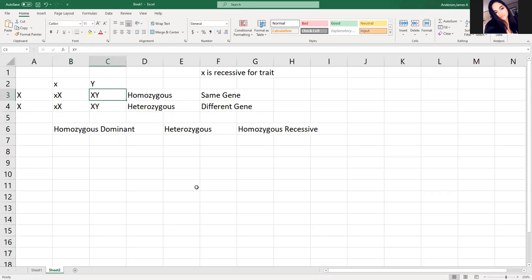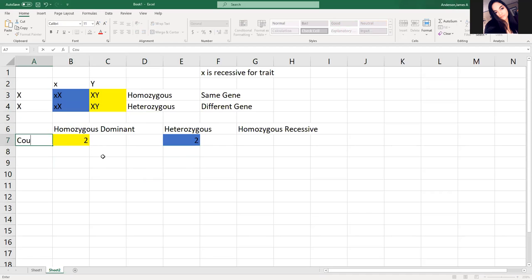So what I'm going to do is a count. I have two dominants right here, and then I have two heterozygous right here. So I can find the probability. This is the count, and the probability is equal to that divided by four, because I have four total types.